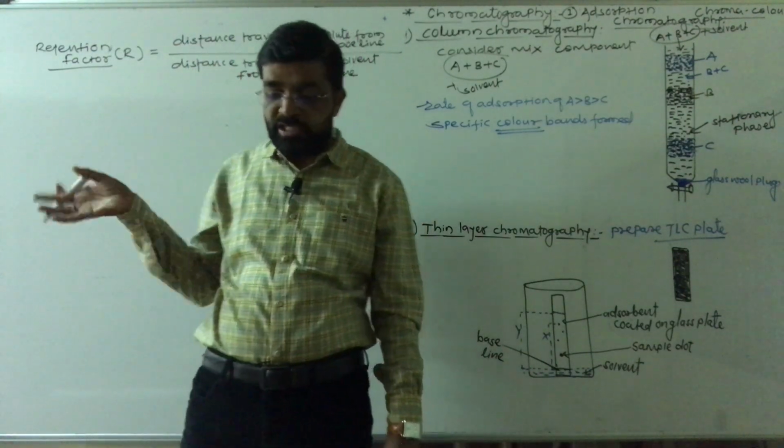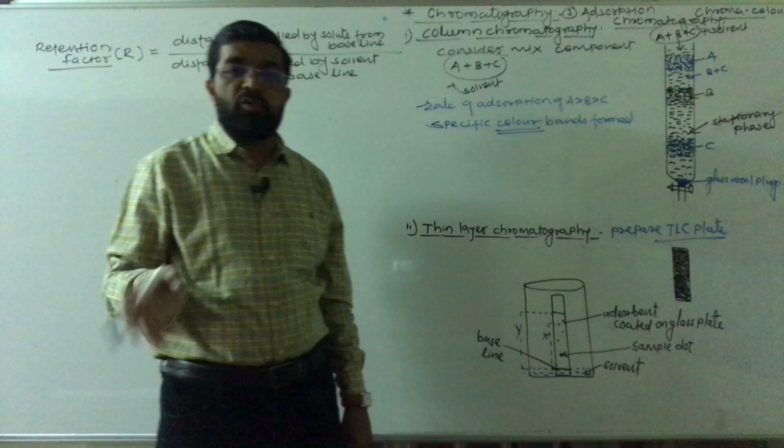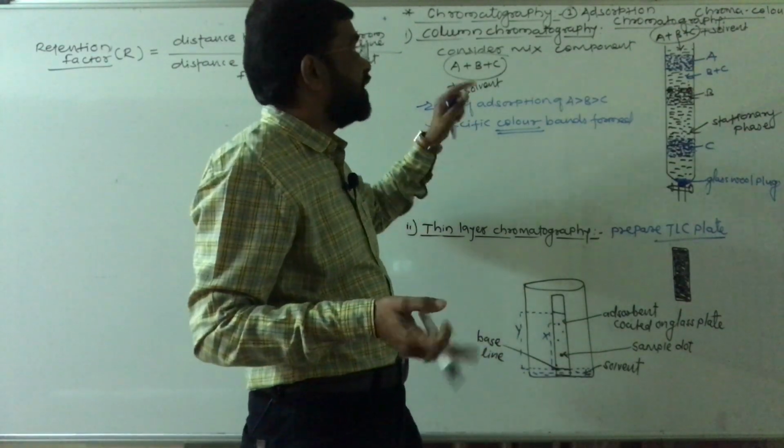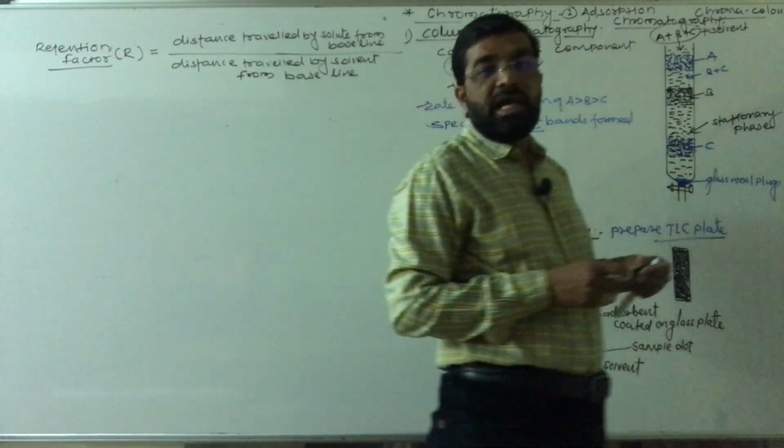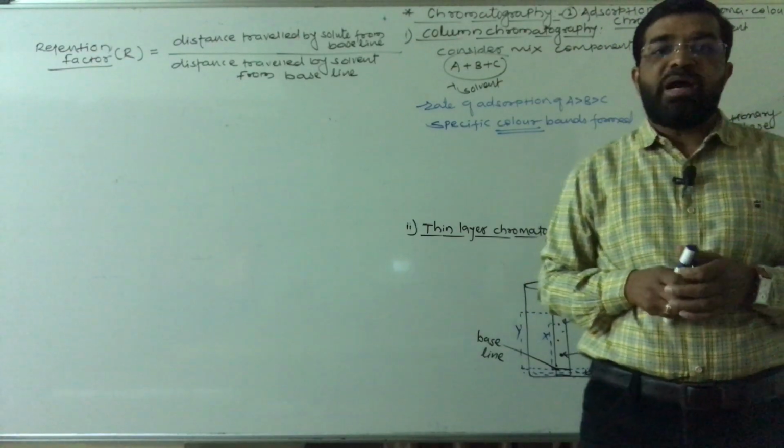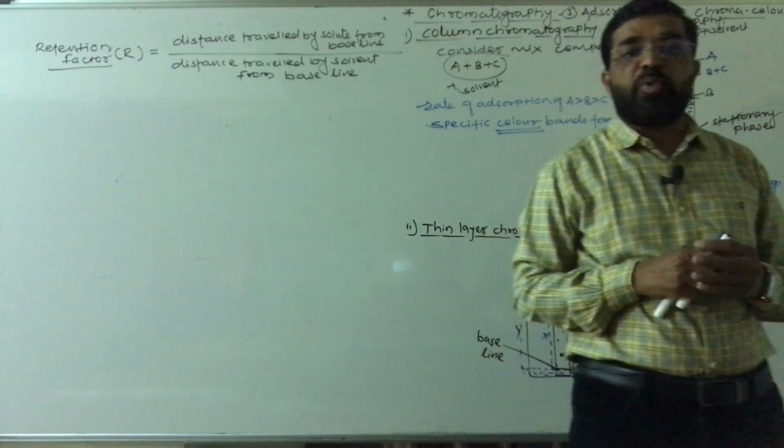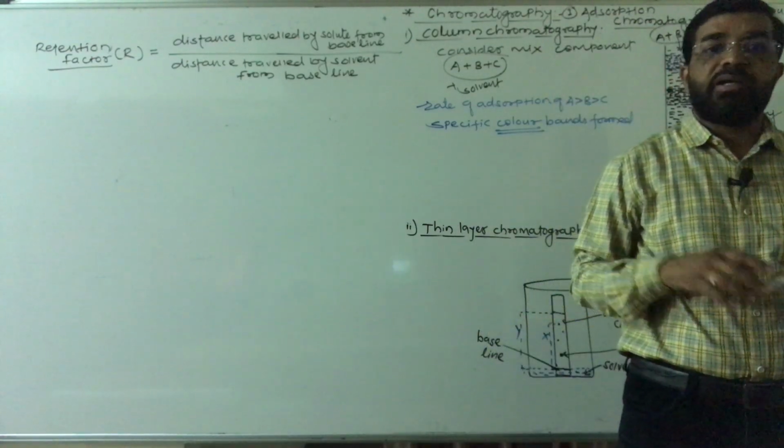So this technique is called the thin layer chromatographic technique, and the column chromatographic technique. Last one point remaining, that is partition chromatography, and some more points we will continue in the next lecture.